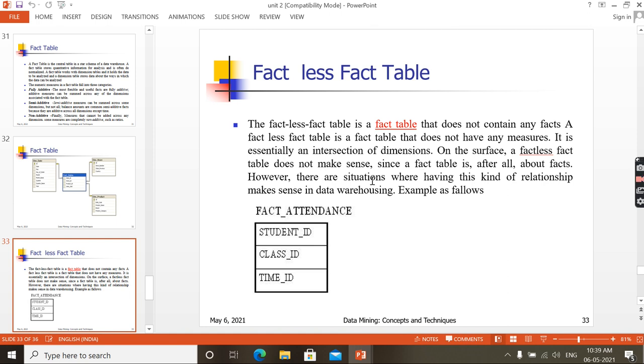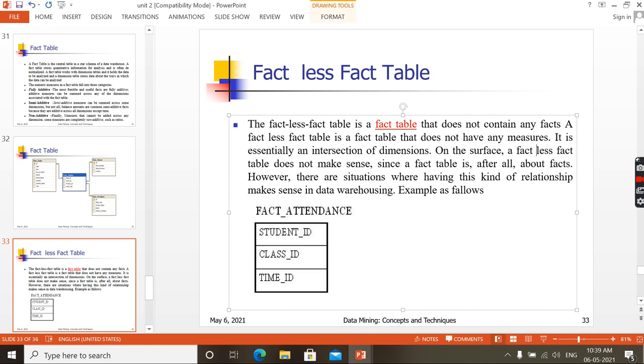A factless fact table does not make sense, since a fact table is after all about facts. Why? Because factless means measures are not there, and we have all these dimensions only to get the measurement value. If we get the measurement value, then only we can analyze, and then only we can take decisions. So without measures, there is no sense in the data, so no sense in the fact table. That's why a factless fact table does not make any sense.